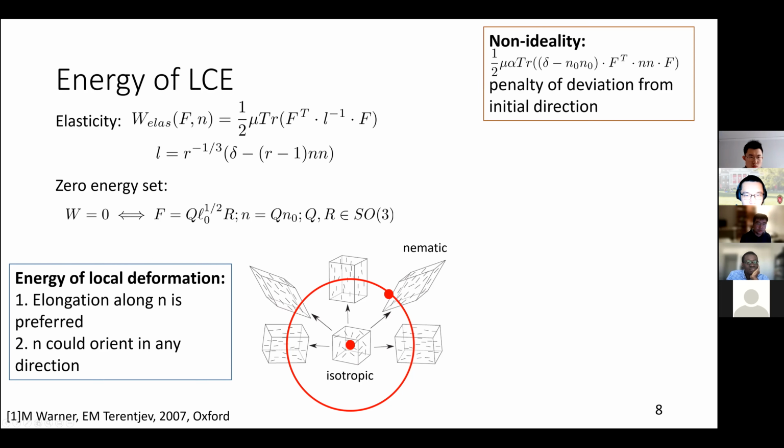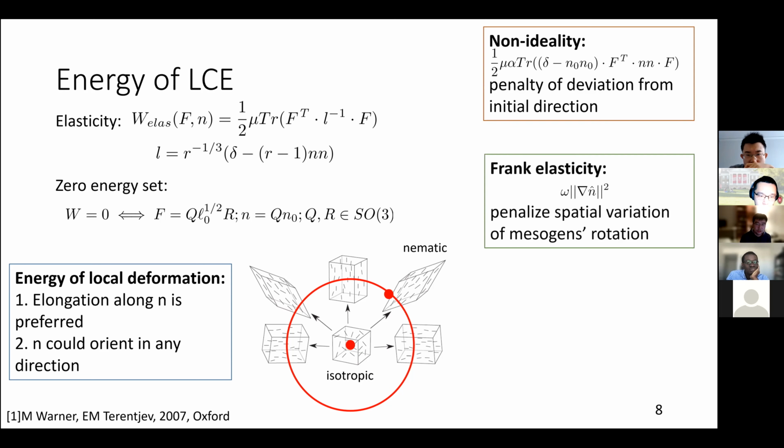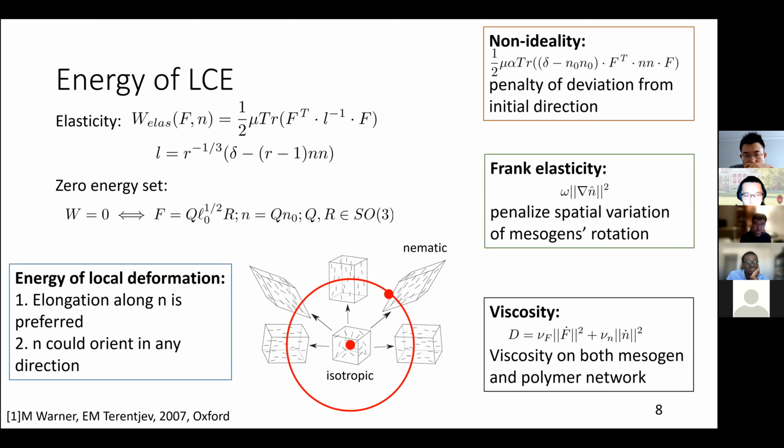And along with that, we also have some other energies. The liquid crystal elastomer will have a memory of its initial orientation, and reorientation from its initial direction would have some energy cost. We also penalize the spatial variation of the liquid crystal elastomer. And at last, we also have the viscosity, which is important for this soft material. That's all the energy of the liquid crystal elastomer.